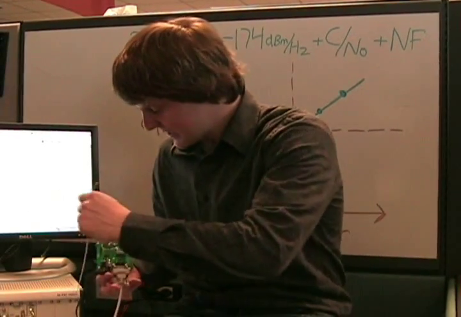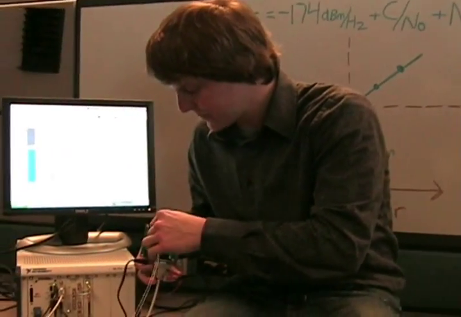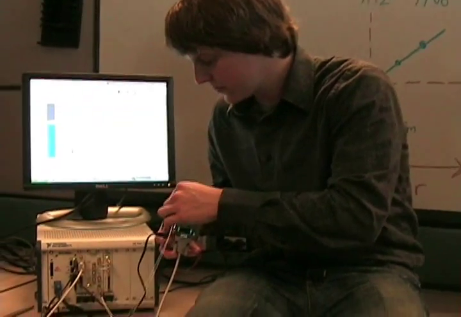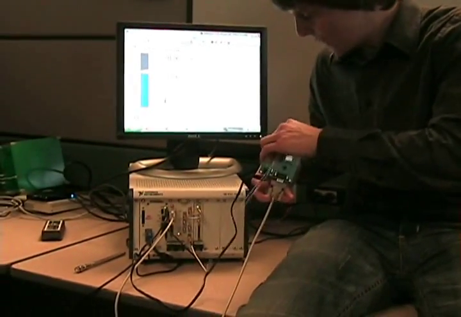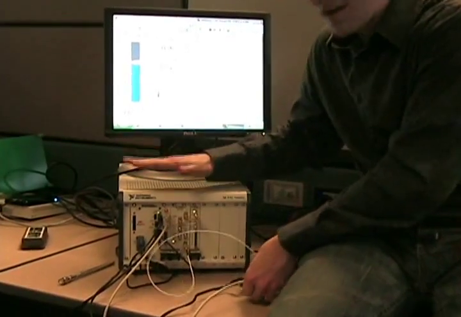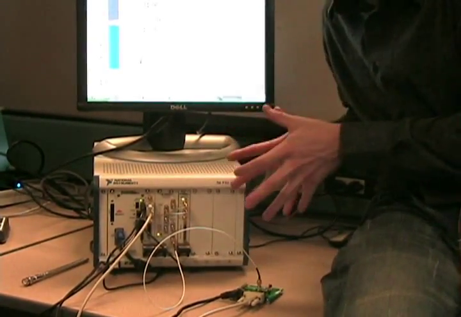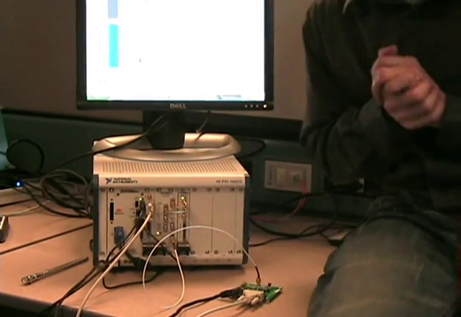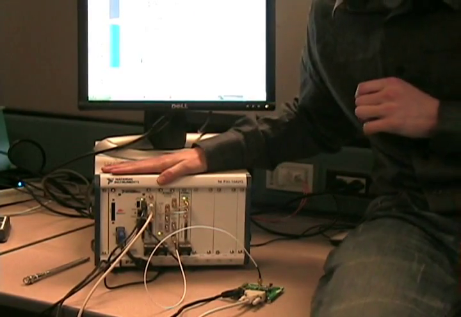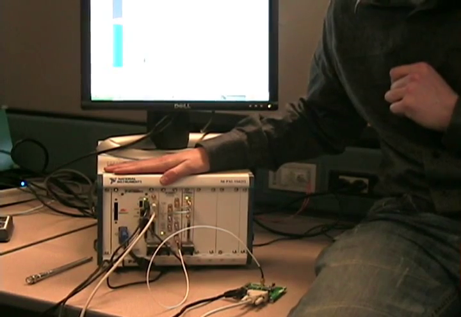So what I'm going to do is connect this receiver to a vector signal generator through this SMA cable. And with my PXI system on the right, I'm actually going to simulate a GPS signal. So essentially, this receiver will think that it's seeing satellites in the sky based on the signals that we're generating with our vector signal generator.